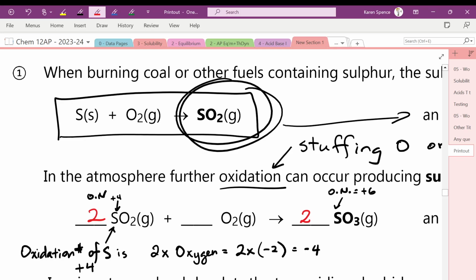Is that what you guys got for balancing? And if you're like, how did you do that? I said, I have an odd number of oxygens on the right. I can only have an even number of oxygens on the left. So I doubled this, and then everything else just became easy. Is that good? Okay.